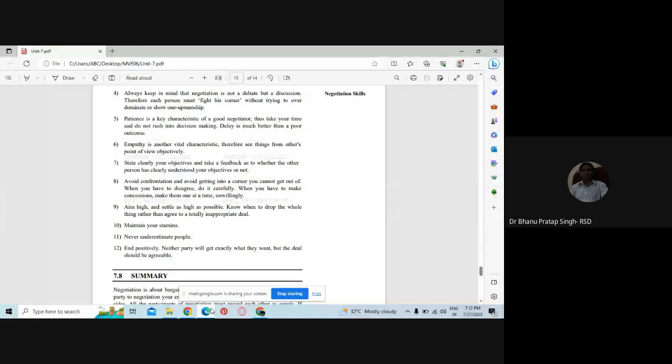Aim high and settle as high as possible. Know when to drop the whole thing rather than agree to a totally inappropriate deal. Maintain your stamina. Never underestimate. You will end positively. Neither party will get exactly what they want, but the deal should be agreeable. So this is about the negotiation, and these are the basic principles of negotiation.